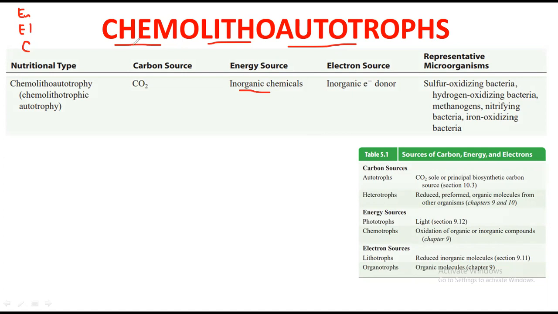With the help of this trick, you can name a microorganism. So just look here, chemo means the energy source, so the energy source is from the inorganic chemical. The first part of the name indicates the energy source. The second part of the name indicates the electron source. Just look here, this El. So litho means that the electron source will be from inorganic molecules. And the last part is autotroph. So they are using CO2 as their carbon source and performing photosynthesis. Keep this thing in mind.